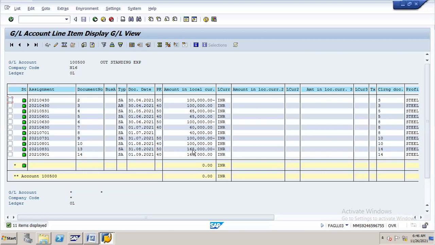So again, this item you have to show as an open item. You have to show it as an open item again, right? So I have to send it back to open item. How do you know the clearing document number here? You can see it is 14. By reversal of that 14 document, automatically it comes again as an open item.